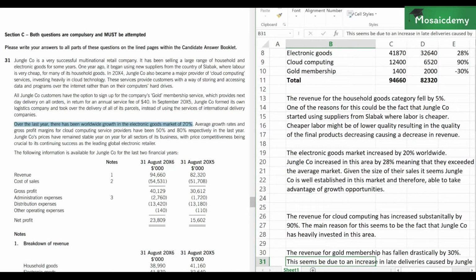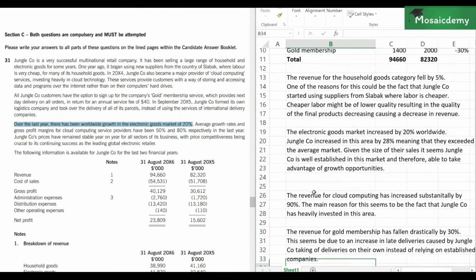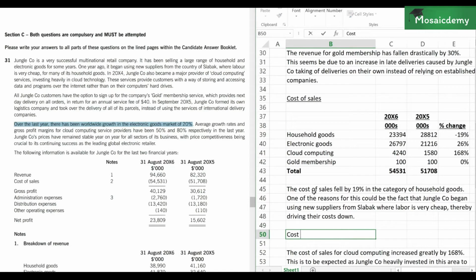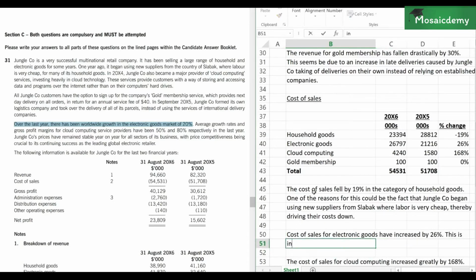Okay, and of course this would increase our cost of sales as well. Let's see if that's happened as well. Yep, cost of sales has increased very similarly by 26%. We can make a small point on this as well. Once again, let's just put it in between here. Cost of sales for electronic goods has increased by 26%. This is in line with the increase in revenue of 28% in the same category, right? So just a small point.